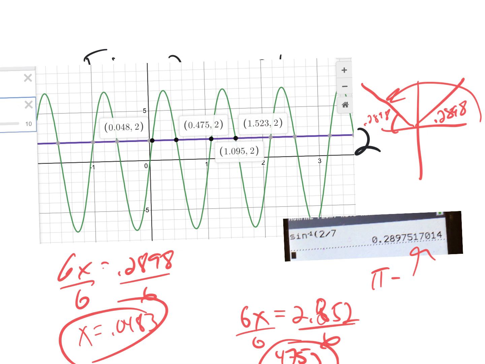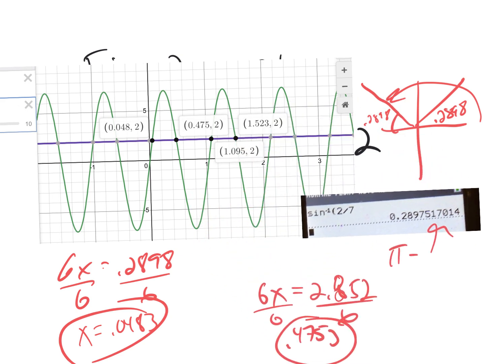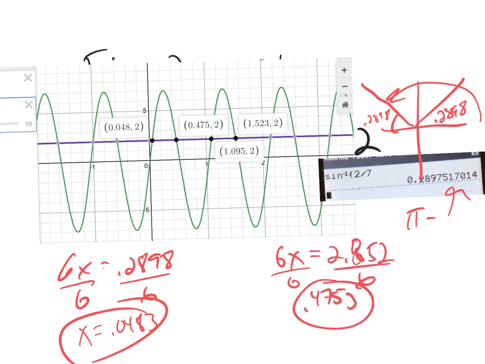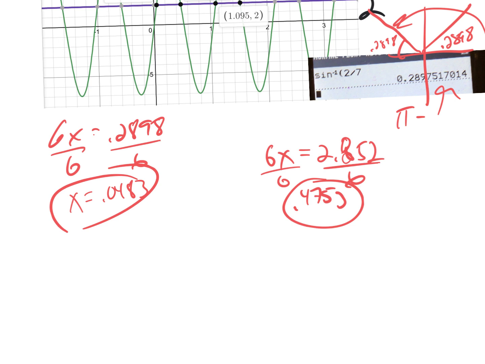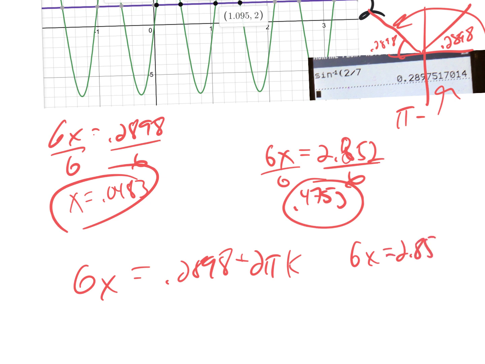1.523? Well, this is where, if they asked for, My Open Math does this, if they asked you for the first 4 positive solutions, right? What I want to do is come back to here. I'm going to say 6x equals 0.2898 plus 2 pi k. And then I'm going to do the same thing over here. 6x equals 2.852 plus 2 pi k. That keeps us going around like we did before.